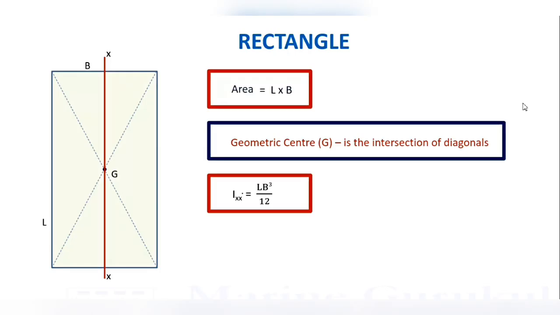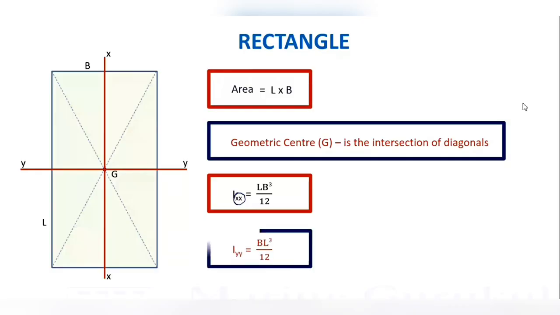See what I have written here. This represents the axis about which you are talking about the moment of inertia. Another axis we need to learn about is this one, Y. Now, Iyy will be B L cubed by 12. How do you remember which side to cube? You cube the side which is cut by the axis. Here B was cut by the axis, so B cube. YY is cutting L, so it is L cube.